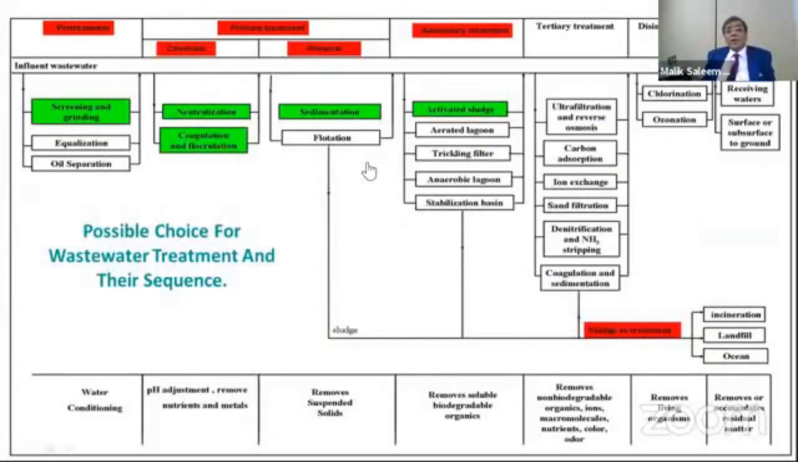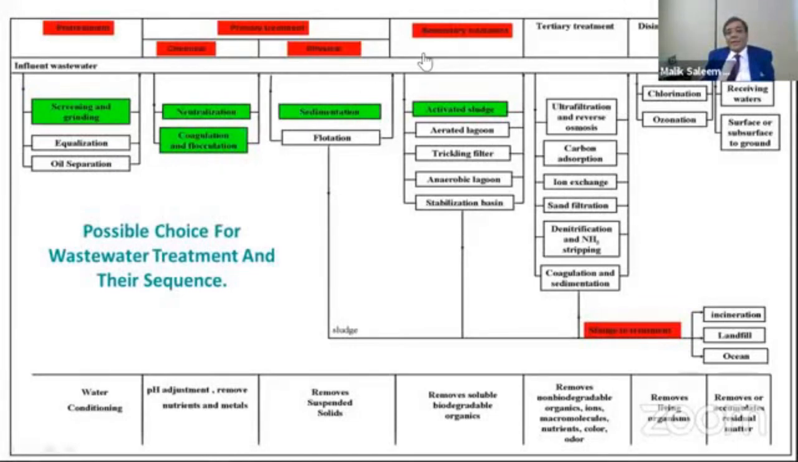This slide will give you the overall view of the wastewater treatment, what are the techniques available. On the top, you see it is the pre-treatment. Then we go to the primary treatment. Primary treatment has two parts, one is chemical and the other is physical. And below you will see the various techniques available.